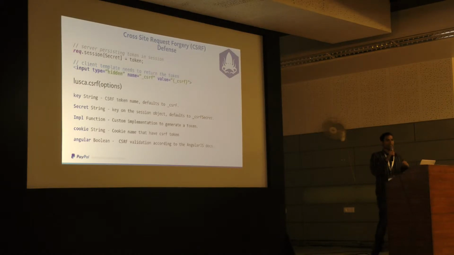So for each subsequent request, your clients are expected to send this token so that the server can validate the token that the client is sending with the token that is stored in the session. So if you see on the top, we are storing that token inside the session, so that each subsequent request will be validated with that token. So we have some configurations available with Looska for CSRF, like you can define what should be the key name that should be used by the client and what should be the key name or secret used by the server to store the token in the session.